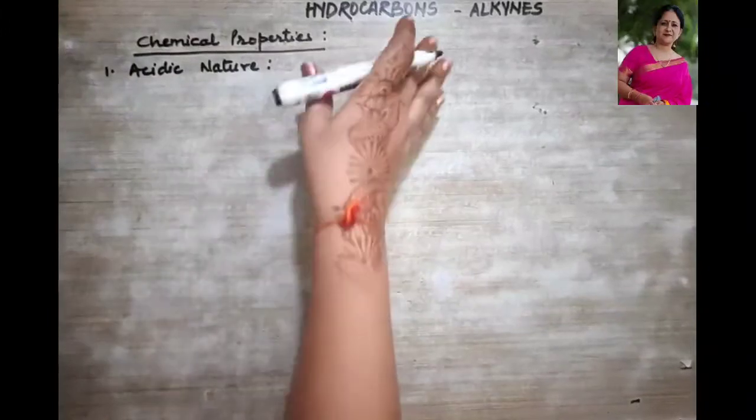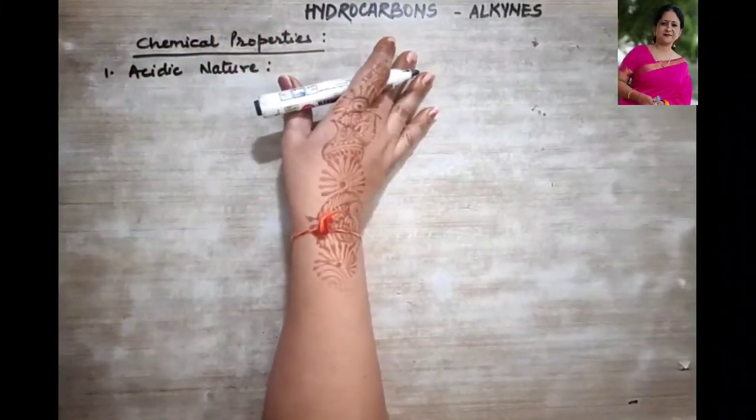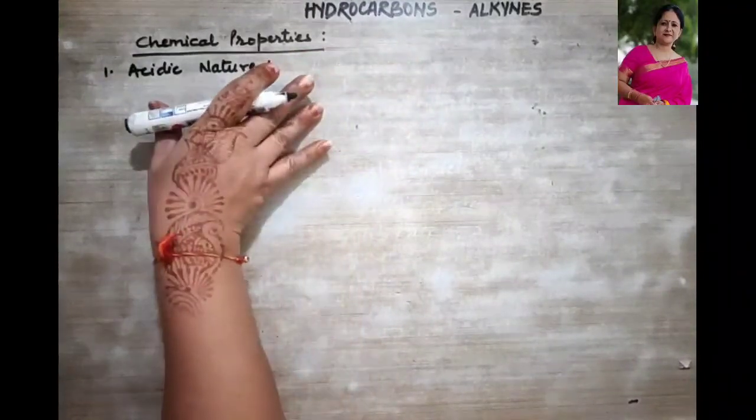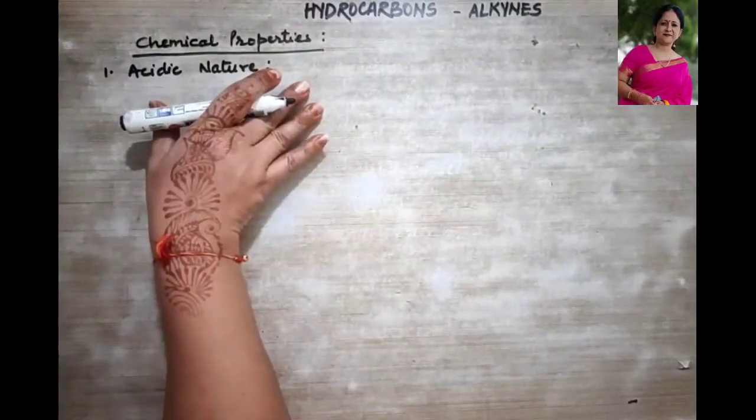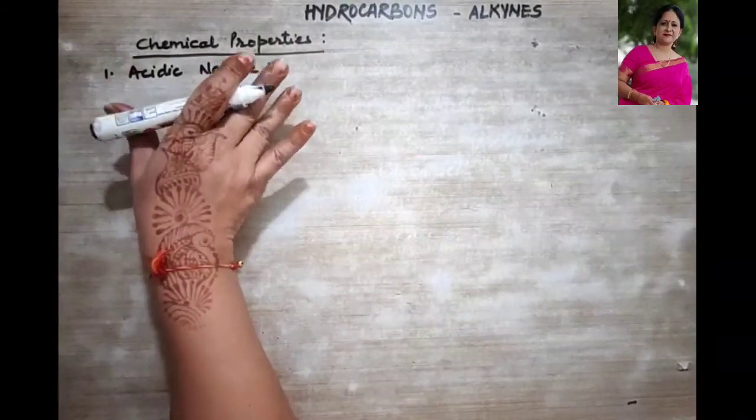So today we shall continue to study about the chemical properties of alkynes, right? The first chemical property about alkynes that we are going to study is its acidic nature.